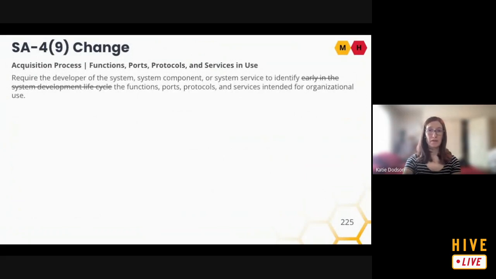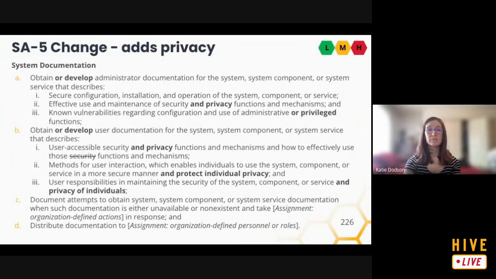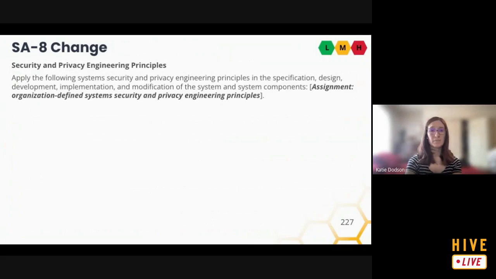4.9 just took out the requirement to do this control early in the system development lifecycle. You just have to do this process at some point or whenever it makes sense in your process rather than early. SA5 just added some language to incorporate privacy here in your system documentation.